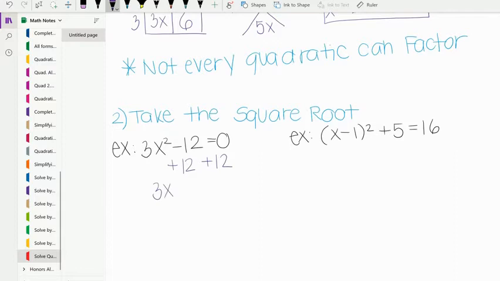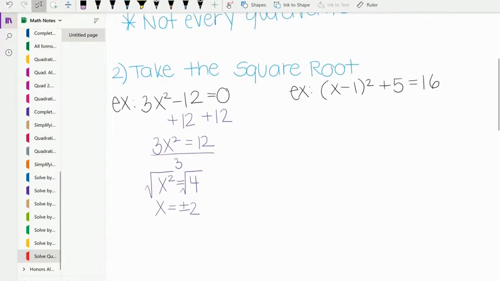So we would add the 12 and we get 3x squared equals 12. You divide by 3, and then you get x squared equals 4. And then the last step is to take the square root. So you take the square root of both sides, and you get x equals plus or minus 2. So really x equals +2 and -2. So two solutions. Looking at the example on the right, this is another great option for taking the square root because it's in vertex form. So I'm able to isolate the x by subtracting 5 first. So you get x minus 1 squared equals 11.